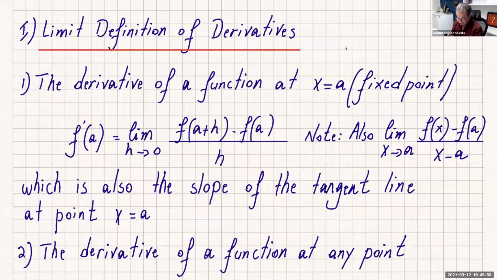So you can say f prime of a equals the limit as h approaches 0 of f of a plus h minus f of a over h. Or you can also use this formula: the limit as x approaches a of f of x minus f of a over x minus a. I will do an example using both so you can see how we find the same number. We also know that the derivative at point a is the slope of the tangent line at x equals a.